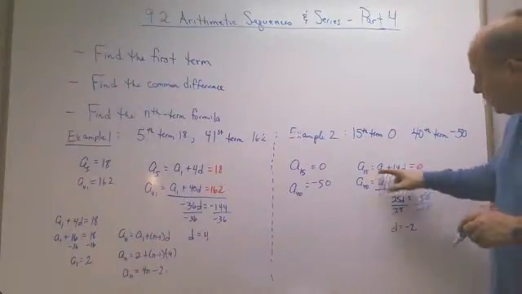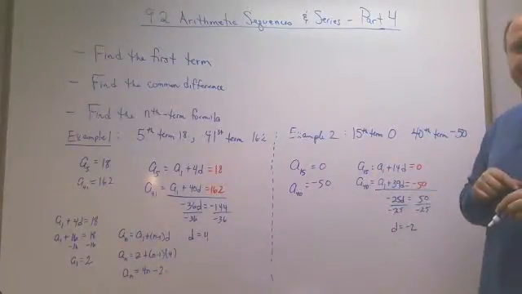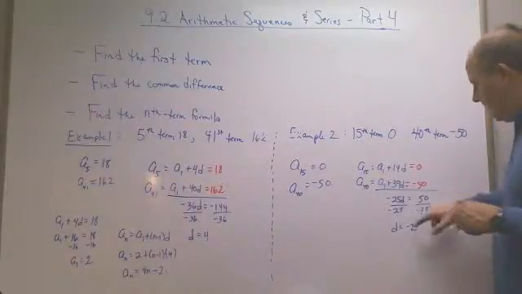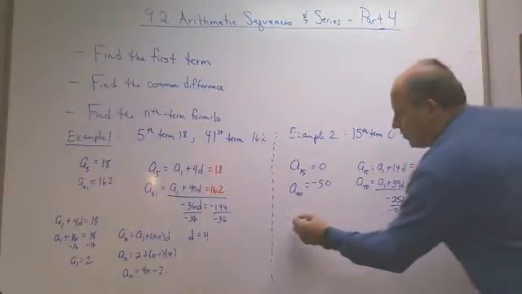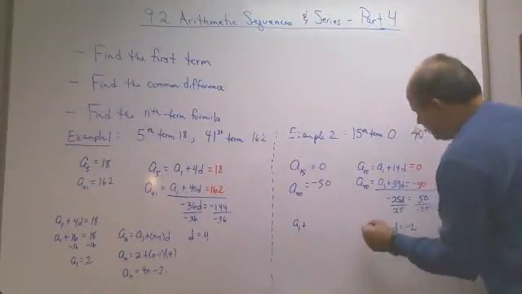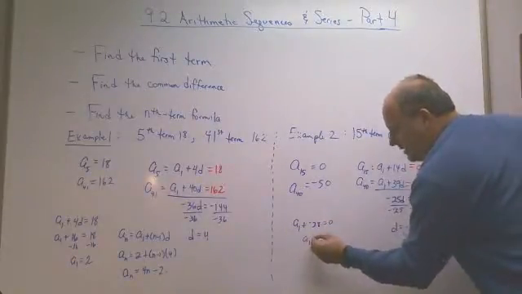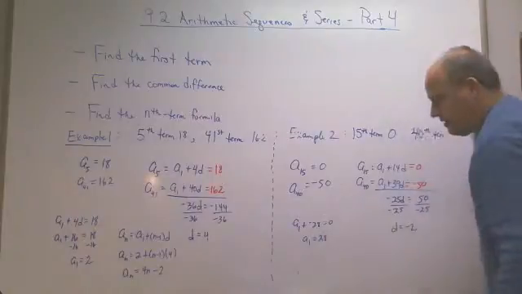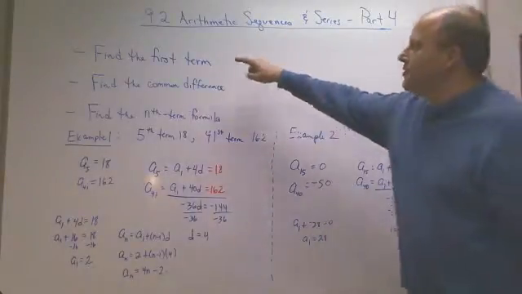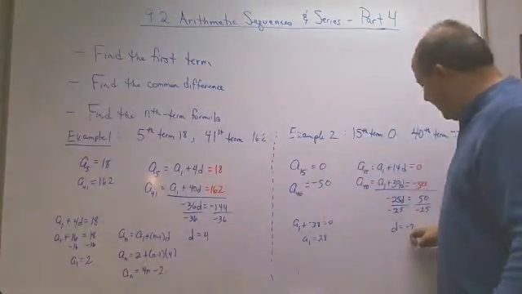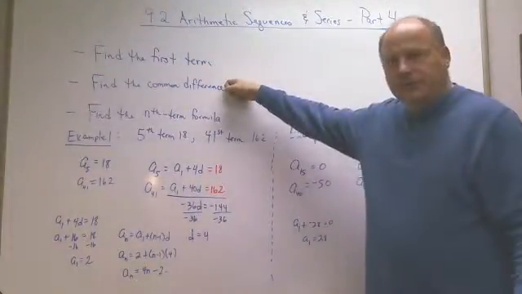Now remember, the A sub 1s went away, and that was the reason you subtracted them. Then you put D equals negative 2 back in, so A sub 1 plus 14 times negative 2 is negative 28 equals 0. So A sub 1 is 28. So that's the first term. That answers the first question. The first thing I found answered the second question.